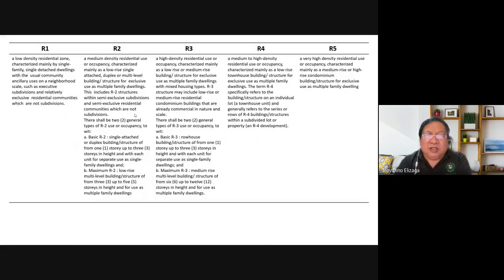No? So R1 are low density residential zones characterized mainly by single family, single detached dwellings, the usual community ancillary uses on a neighborhood scale, such as executive subdivisions, which we are doing, and relatively exclusive residential communities, which are not subdivisions. Okay. What are these relatively exclusive residential communities which are not subdivisions? So it's just like an organic subdivision.